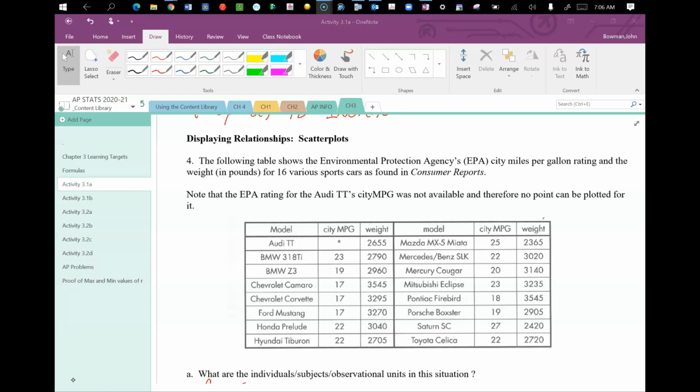Now there is one exception to that. The Audi TT right here does not have a city miles per gallon. I'm not sure why, but when we go to plot those points, we're going to have to leave the Audi TT out because of that.